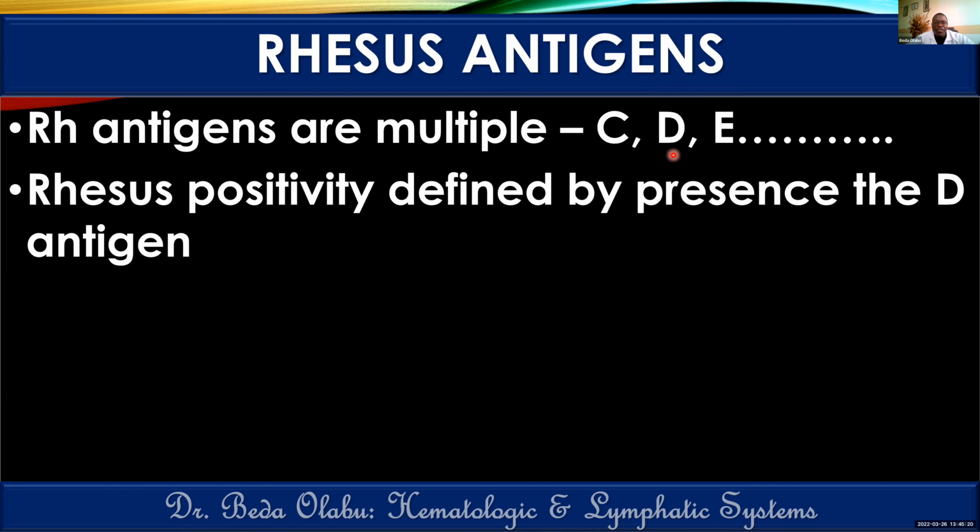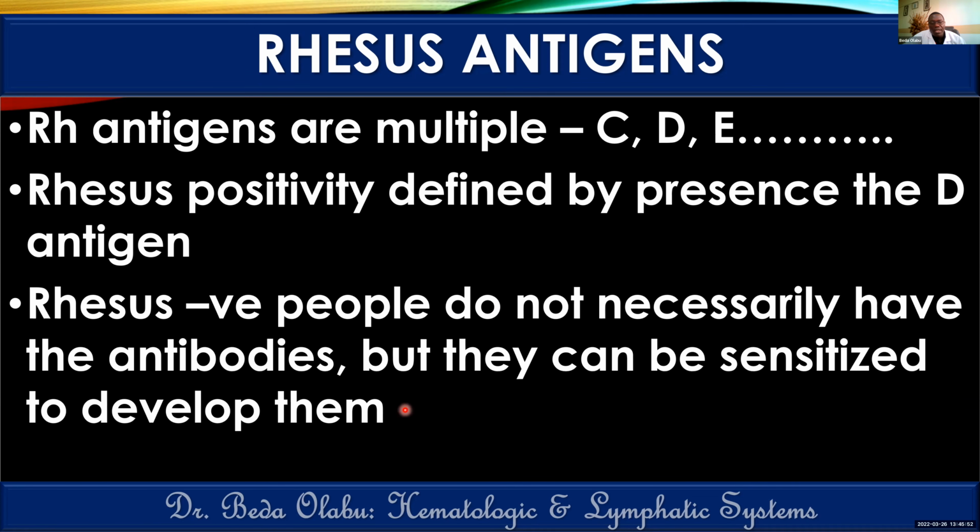So that if you have the antigen D in the red blood cells, you are considered Rhesus positive, even if you don't have C and E. And if you lack D antigen, you are considered Rhesus negative, even if you have C and E. So the D antigen is the one of clinical importance, and that's the one that we base Rhesus positivity on.